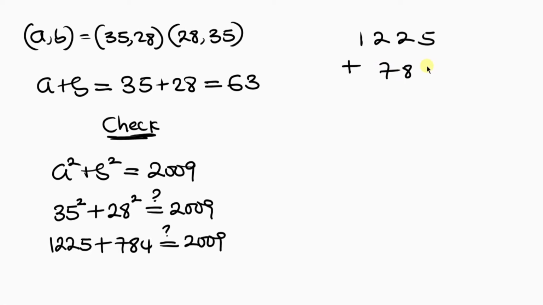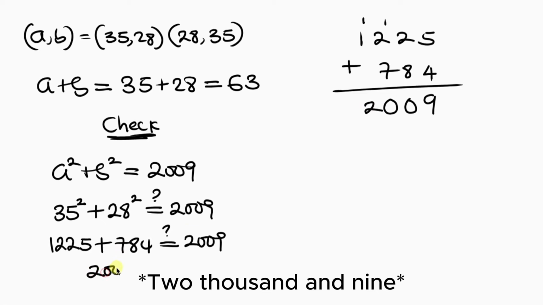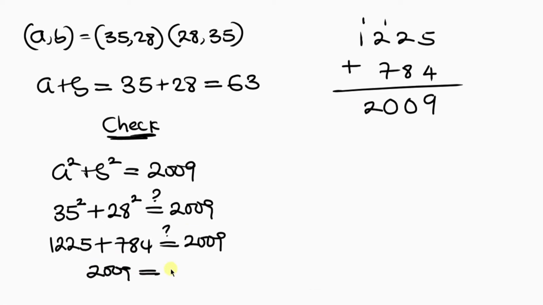784, rather. So adding 5 plus 4 is 9. 8 plus 2 is 10, so we can write down 0 and carry 1. 2 plus 7 is 9 plus 1, that is 10. So we can also write down 0, carry 1. So 1 plus 1 is 2. So we have 2009 on the left, that is equal to 2009 on the right. Sorry that I called that wrong. This is 2009.